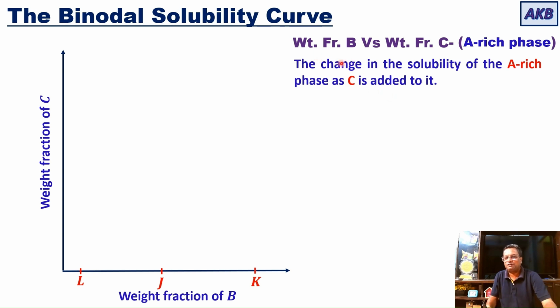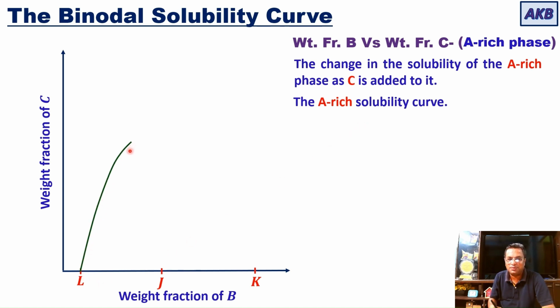So this plot of weight fraction of B versus weight fraction of C for the A rich phase will tell you how the solubility of the A rich phase changes if you go on adding C to that A rich phase. And this plot will then be called the A rich solubility curve, because it tells you how the solubility is changing on addition of C. So this is the part of the curve, the A rich solubility curve, that you get by plotting weight fraction of B against weight fraction of C for the A rich phase.